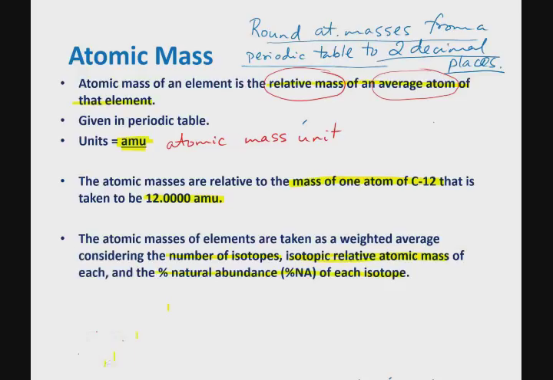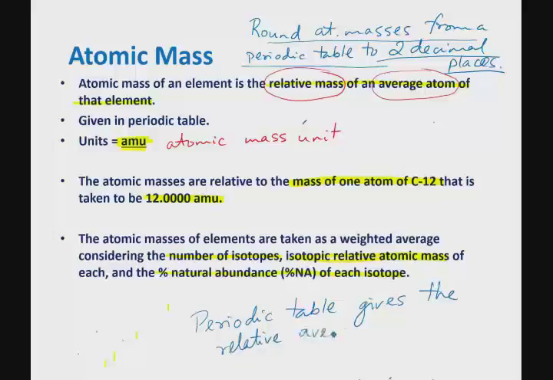Only when we are given these three pieces of information can we then calculate the relative atomic mass of that element. Please remember that the periodic table always gives the relative average. And when we say average, we do not mean simple average, we mean weighted average atomic mass of each element.